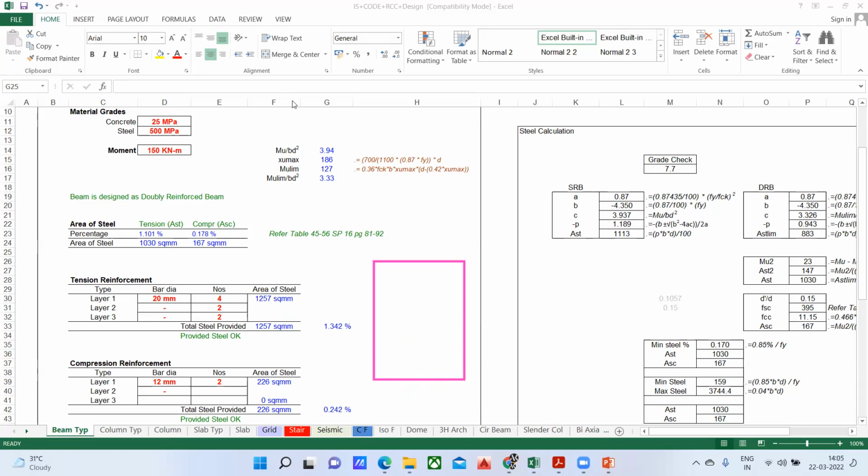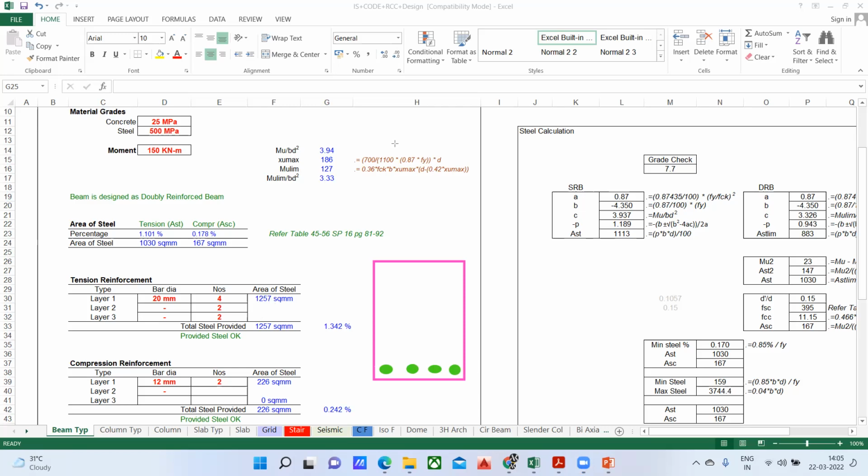So what we can do is, I'll go with this. I'll provide a 20 diameter 4 bar. My requirement is 1030, but I'm providing 1257, almost 200 to 250 mm square extra. It is okay. No issues. It's all up to you. As a structure, we have to provide 4 bar. I'll go with 4 bar: 1, 2, 3, and 4. Got it? So this will be my 20 diameter 4 bar. It's all up to you to decide what exactly you want to do.